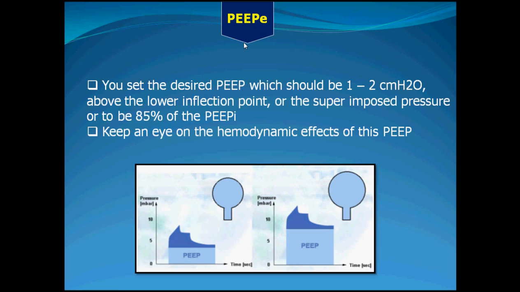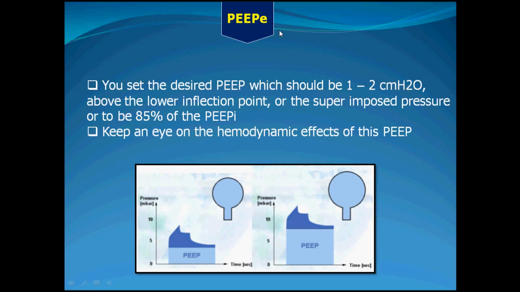Number one, to keep alveoli open, and usually we set it 1 to 2 centimeter water above the lower inflection point. Or sometimes we say it is 1 to 2 centimeter water above the superimposed weight or pressure. And the last one, we put this extrinsic PEEP about 80 to 85% of the intrinsic PEEP to keep alveoli open. So the main function of PEEP is to keep alveoli open.